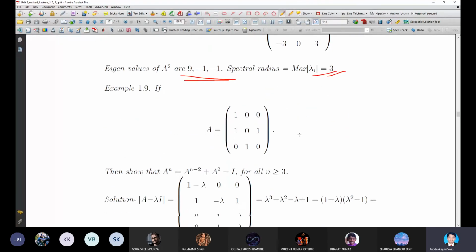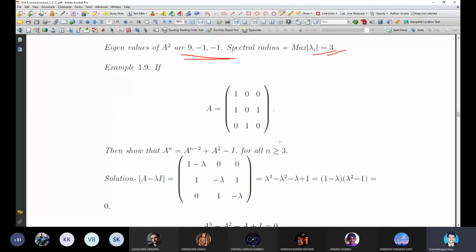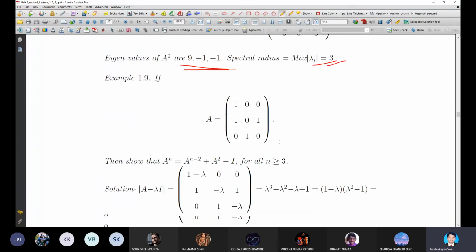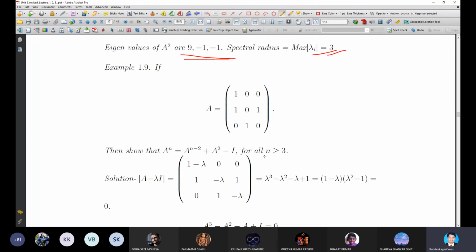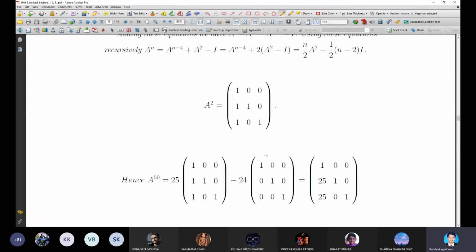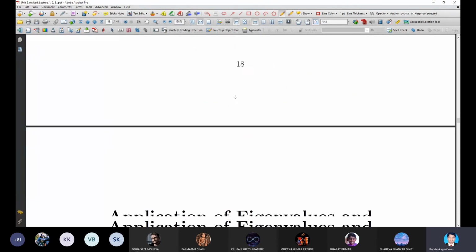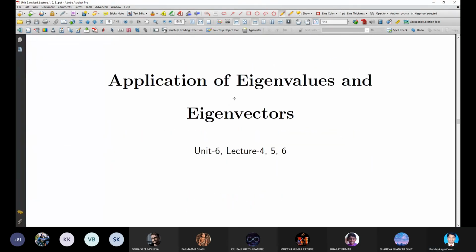Okay, good. In the same way other problems are there. If A is equal to this much, then show this much and all. You do the problems; in all of them, finding the power of the matrix has been given. If you have any doubt, you can ask, otherwise we will go into the next concept.